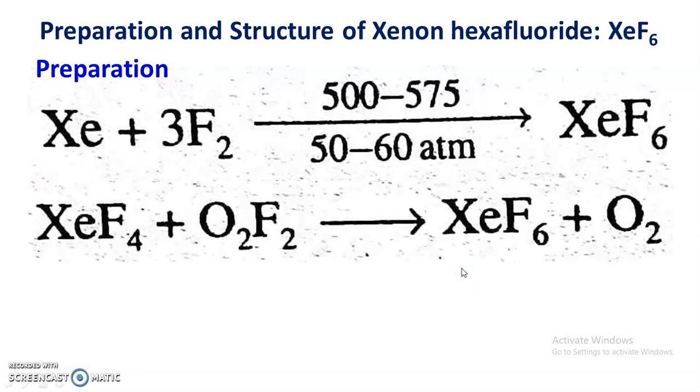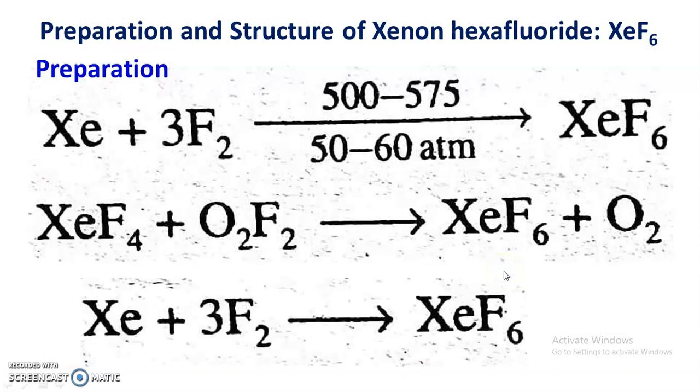Another method is, this xenon hexafluoride can also be prepared by reaction between xenon tetrafluoride and dioxygen difluoride at a temperature of 40 Kelvin to 193 Kelvin. So at this temperature, there is a formation of xenon hexafluoride.